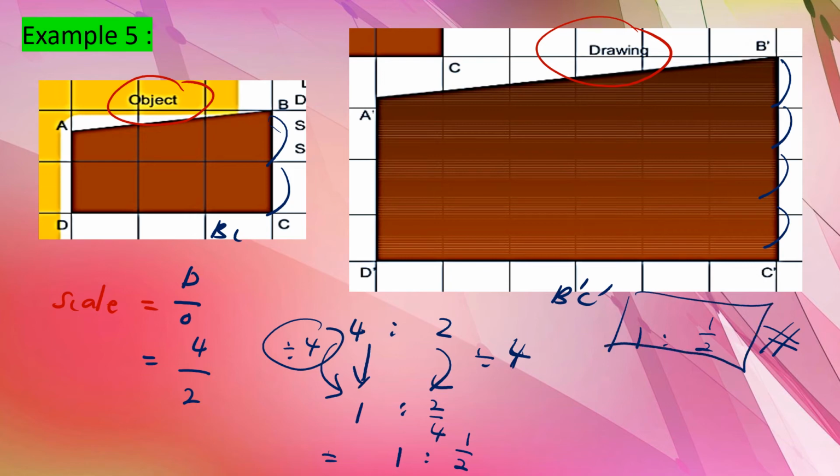Please remember the 1 here refers to the drawing, and the 1 over 2 on the right refers to the object. So as you can see, the object is smaller than the drawing. Half, right? Only half. That's why the object is smaller. Don't get confused. Normally students will think that the 1 over 2 here is the drawing. No, it's the converse.